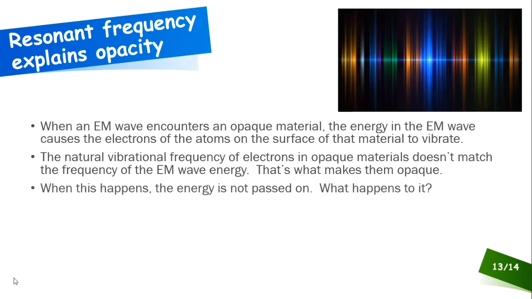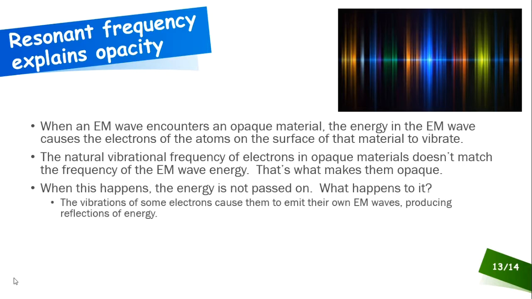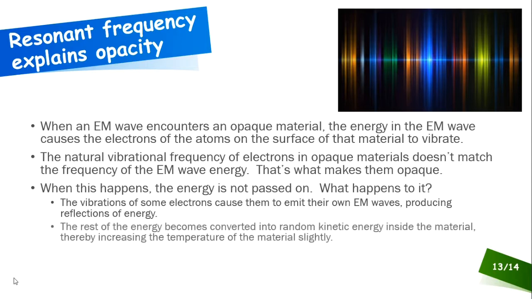Of course, if the energy is not passed on, there's still conservation of energy going on, right? So what happens to the energy if it's not transferred through the material? Well, the vibrations of some of the electrons are going to cause them to emit their own EM waves, which is essentially a reflection of the energy that's being put onto it. But most of the rest of the energy is converted into random kinetic energy inside the material. And of course, when you increase the kinetic energy of the vibrations of the atoms, you're going to increase the temperature, because that's what temperature is. And so that's why when you leave stuff out in the sun, it gets warmer.